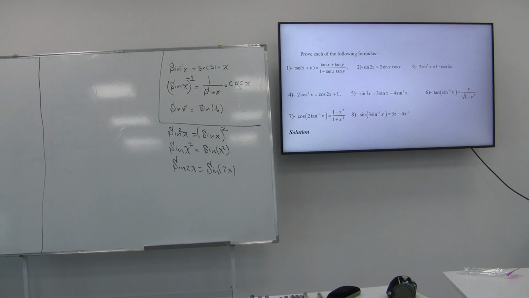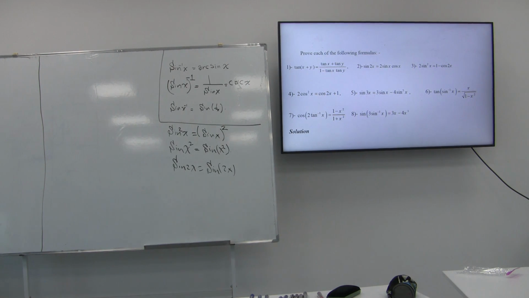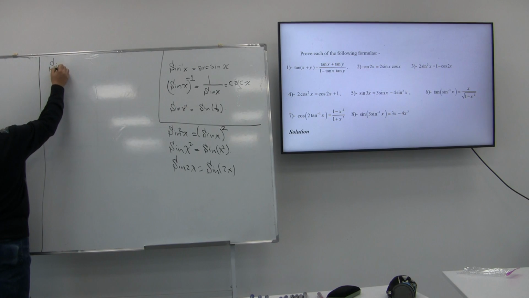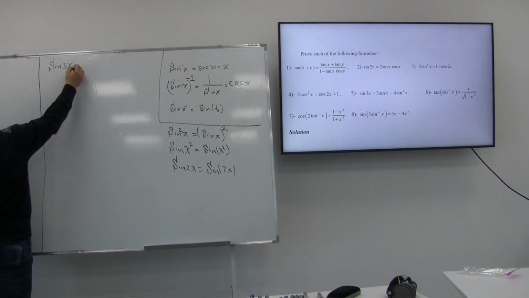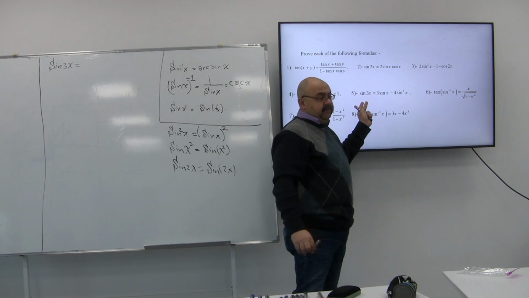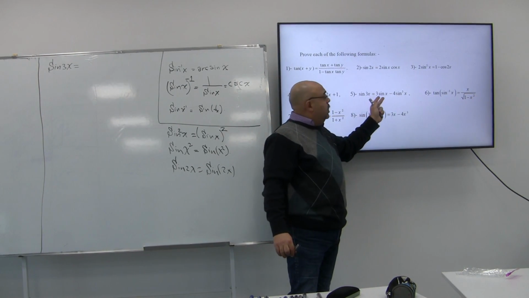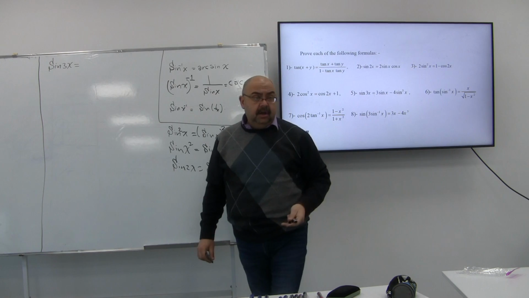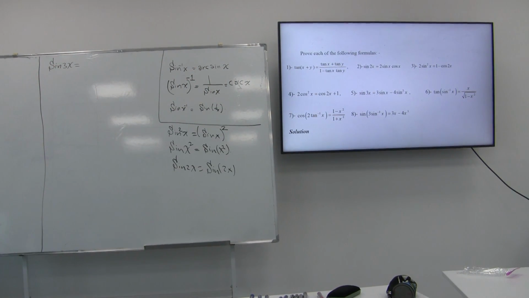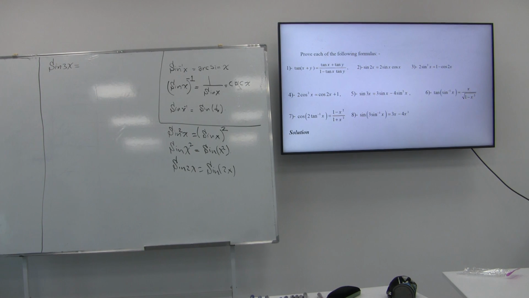Okay, very good. Now I want to prove that sine of 3x is equal to whatever is stated here in number 5, which is 3 sine x minus 4 sine to the power of 3 of x. Any suggestions? Any suggestions? What to do? From where to start?